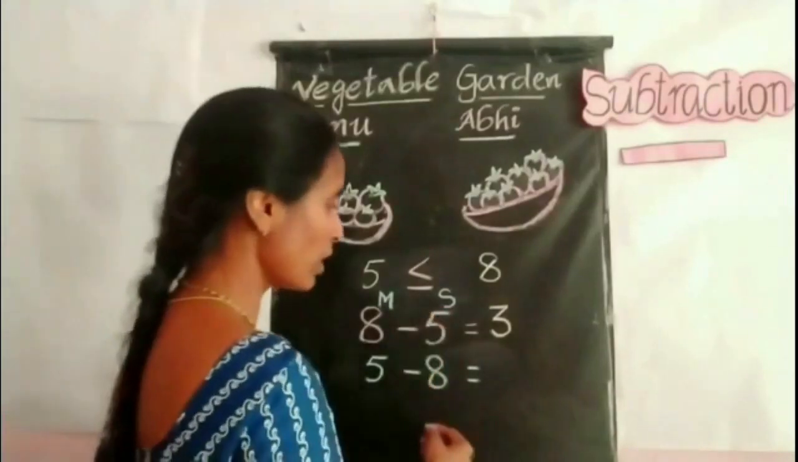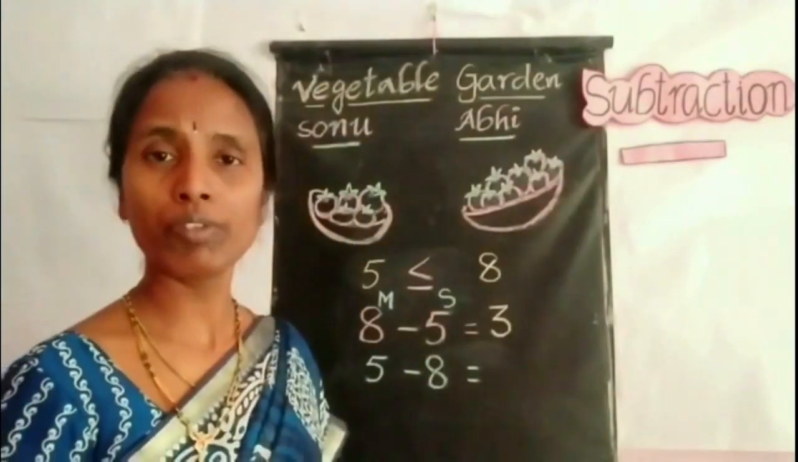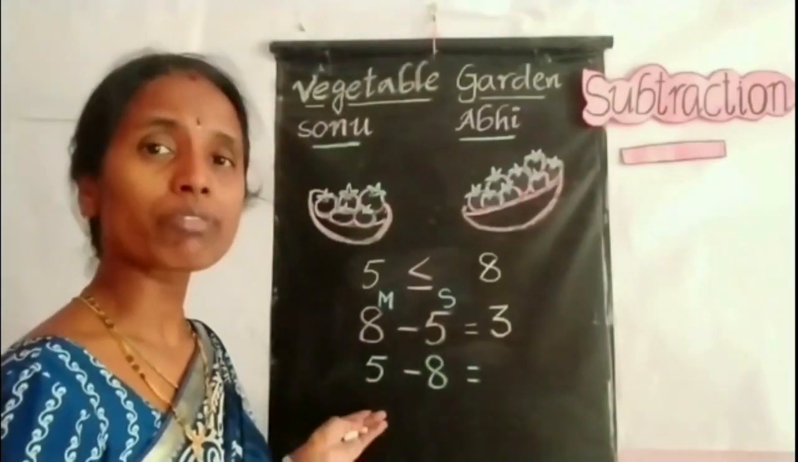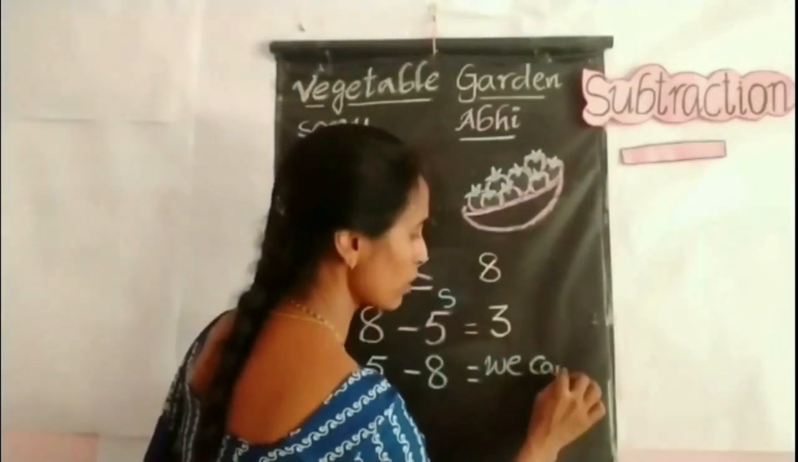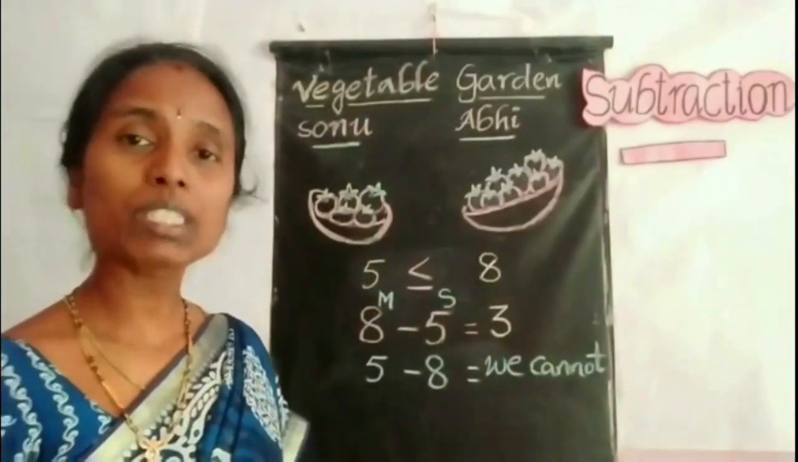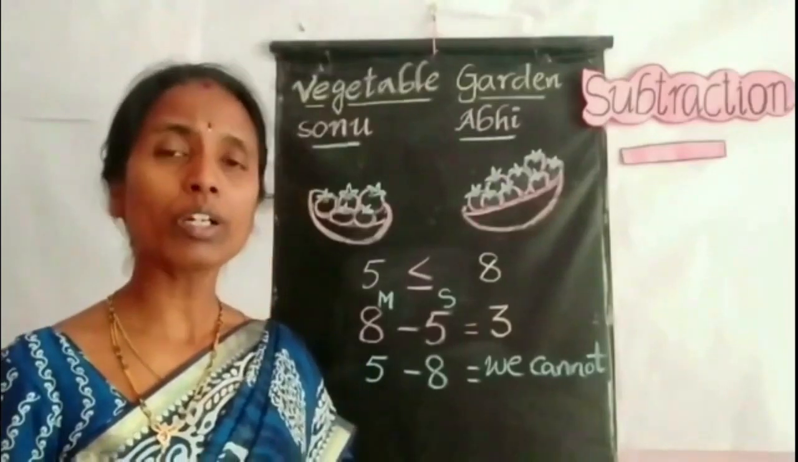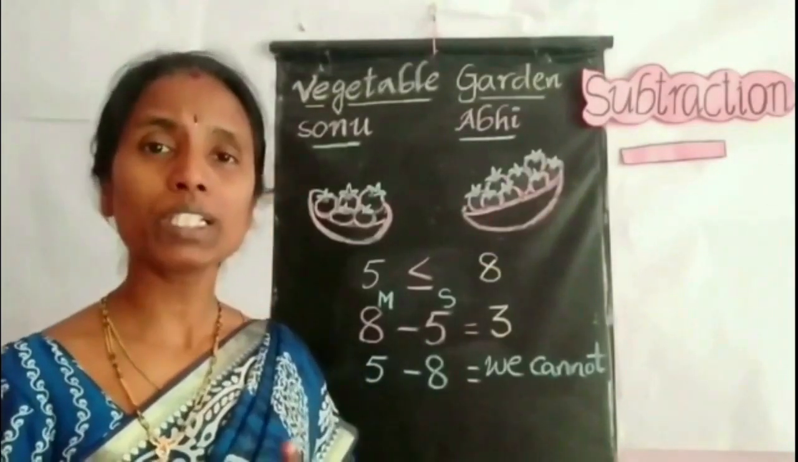If I change the order, do we get the same 3 as the difference? No, we will not get it, because 8 is a big number and 5 is a small number. So, we cannot subtract. Yes or no, children? From this, what did you understand? In subtraction, the order of numbers cannot be changed. This is property 3, children.